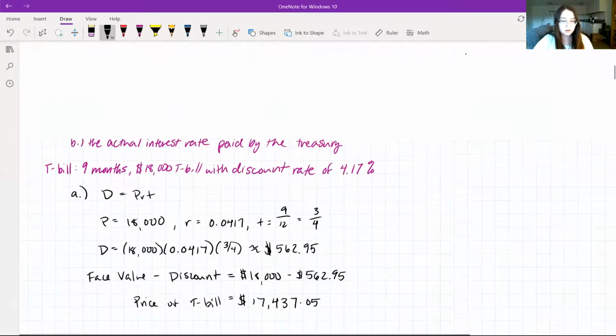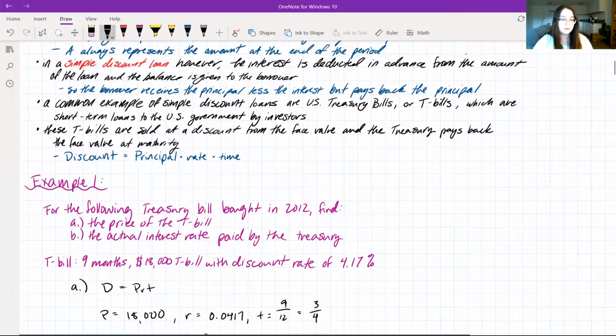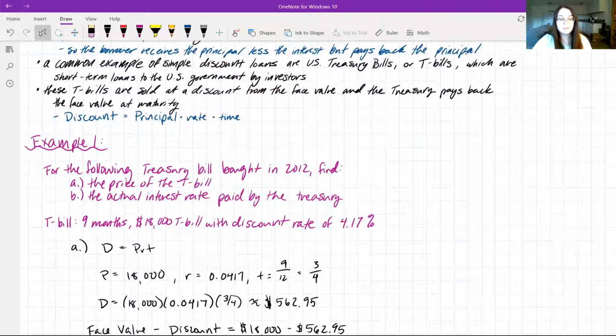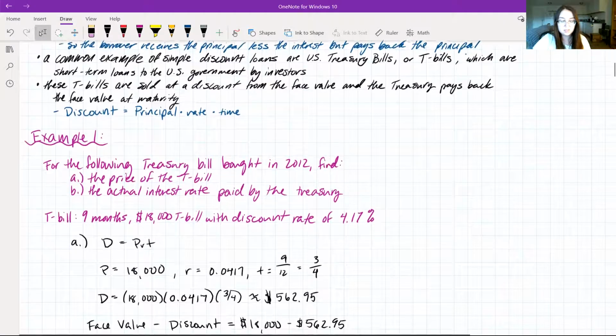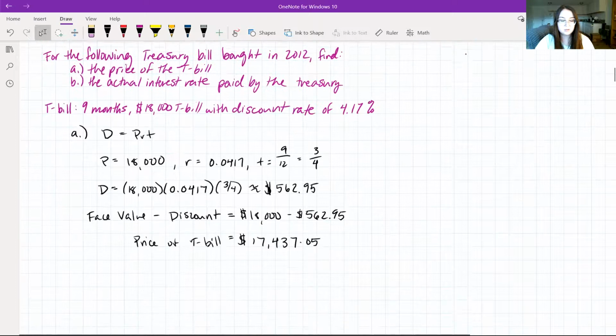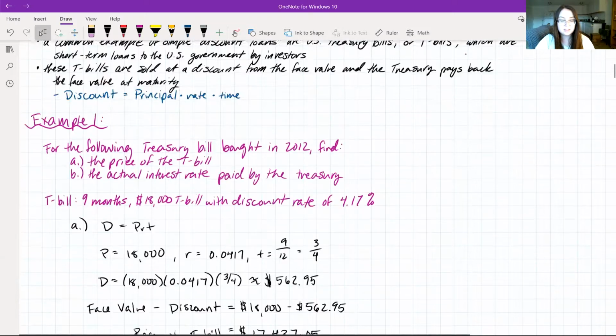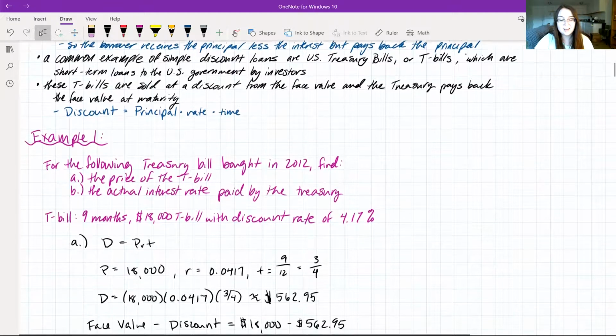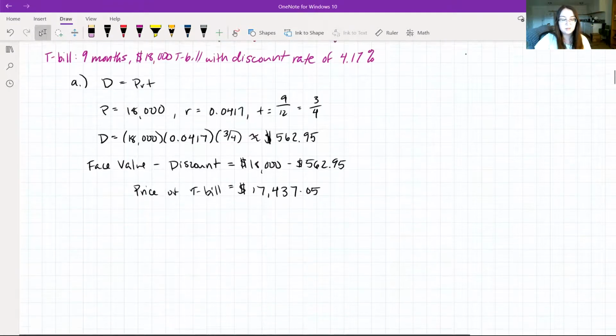When we talked in our notes about a simple discount loan, we saw that the borrower, whoever takes out this T-bill, receives the principal without the interest, or in this case without the discount, so without that extra money, and then you pay back your principal.